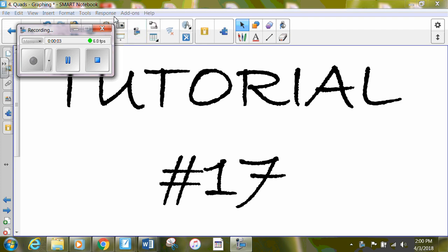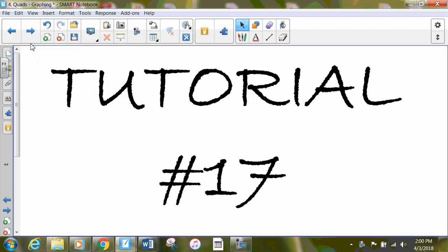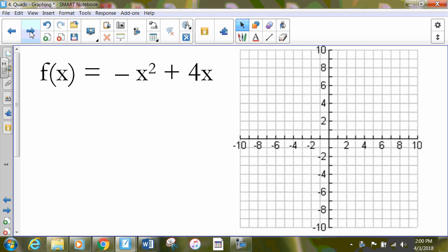Okay, welcome to tutorial number 17. So the last tutorial wasn't anything really new, right? We just graphed the way we had graphed earlier in the semester. Well, now, finally, with this tutorial, we're going to use what we learned in our quad unit in order to help make graphing easier. So we're going to look at this graph, and you know what?